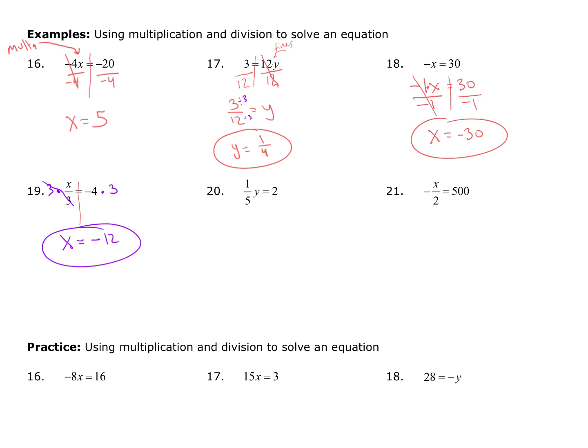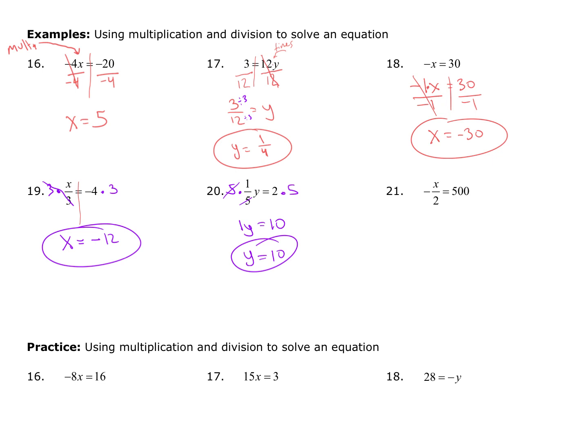Okay, in number 20 here, I have y over 5 equals 2. That's like division again. So I'm going to multiply by 5 on both sides. And that'll cancel those 5s out. And we just get 1y equals 10. 2 times 5 is 10. Now, 1y, that's just the same as y. So you don't need to do anything else there. We're good.